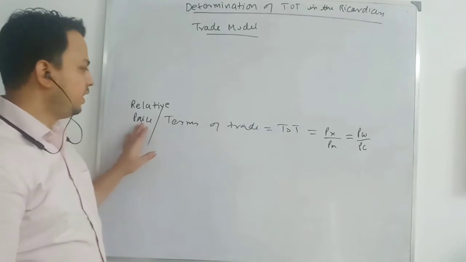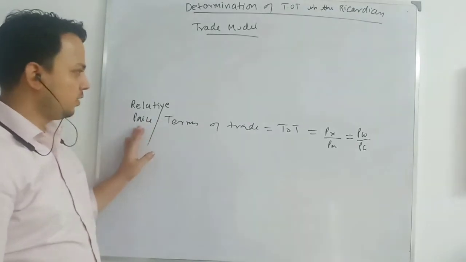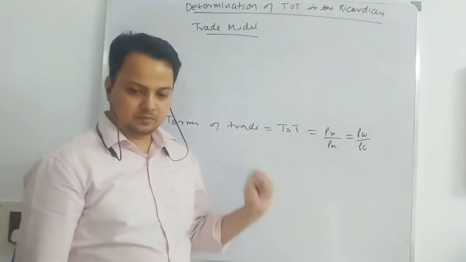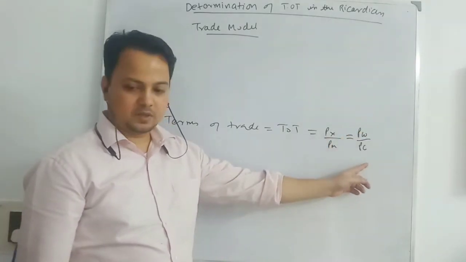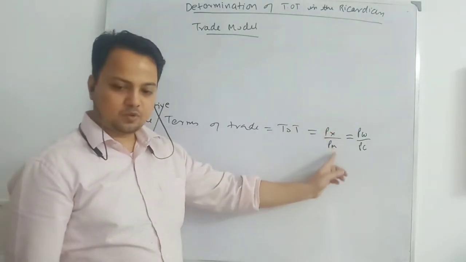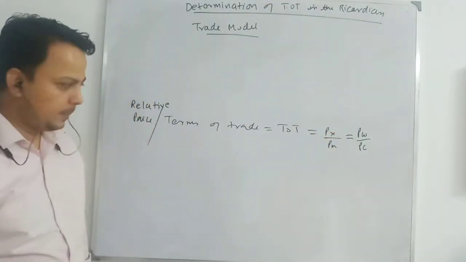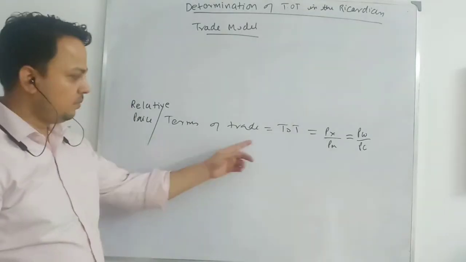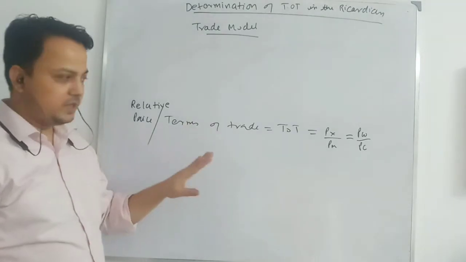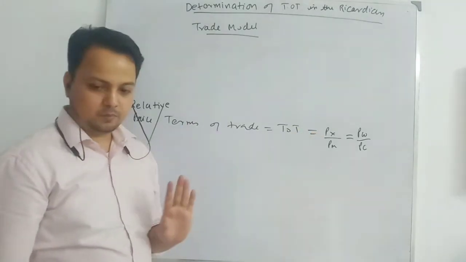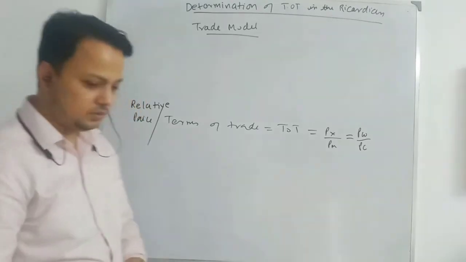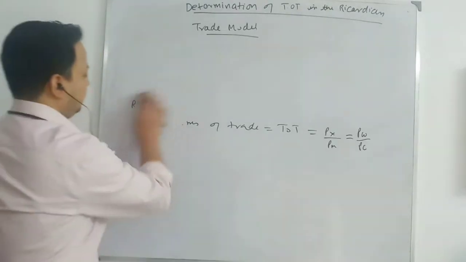So terms of trade and relative price, when I am saying this, it means the same thing: price of export over price of import, or relative price. Relative price in general means price of one good in terms of another good. But when we are talking about trade, it is about price of export over price of import. Specifically, terms of trade means price of export over price of import. Clear? Okay, very good.